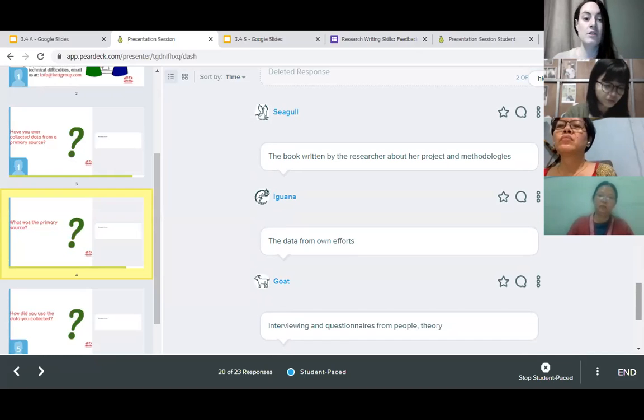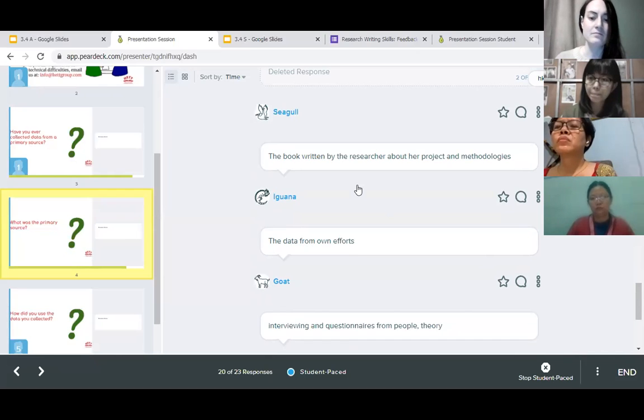A lot of times books are secondary because they're written by someone else. The data but not always. It really depends. So again, if it's the researcher, then it's primary. If it was by someone else, it would be secondary.